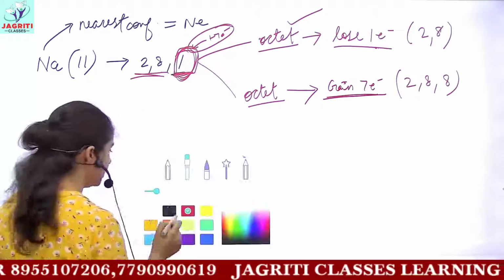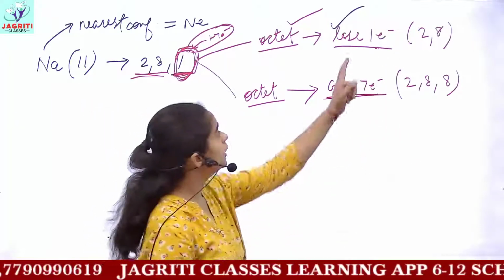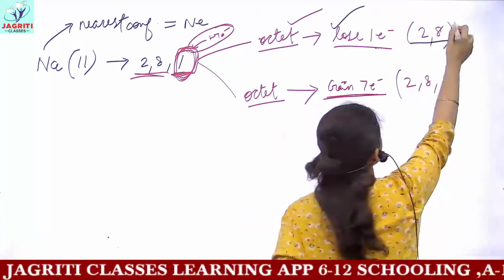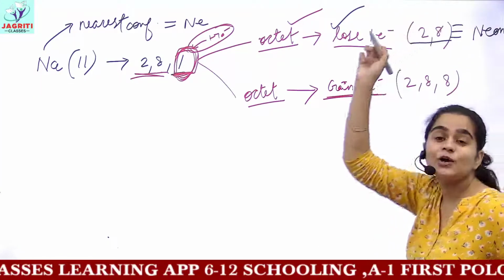So what does sodium prefer? Sodium prefers to lose 1 electron. And because sodium loses 1 electron, it gets a configuration of 2, 8. And this configuration is equivalent to the configuration of your neon gas.